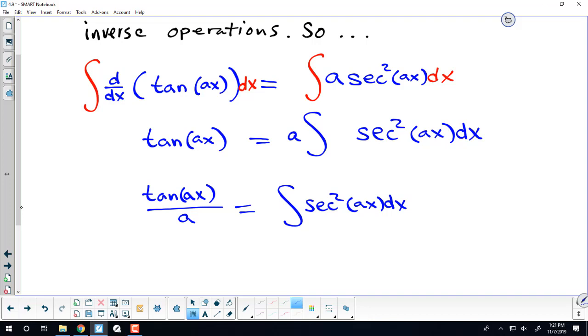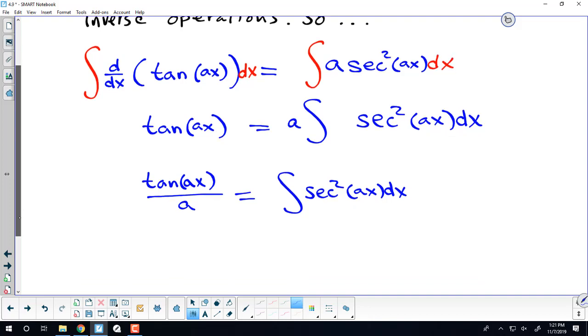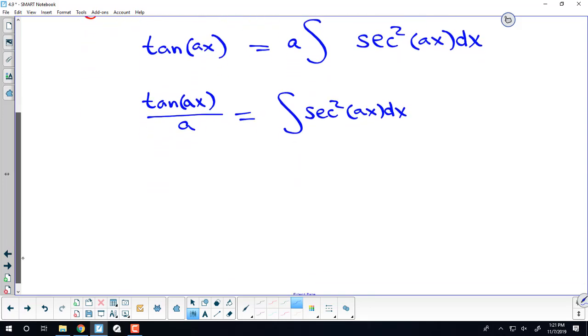So when you recognize, hey, I know what function I take the derivative of to get secant squared, you're really doing this in your head. I know it might be a little bit tedious with the notation, but that's exactly what we're doing.